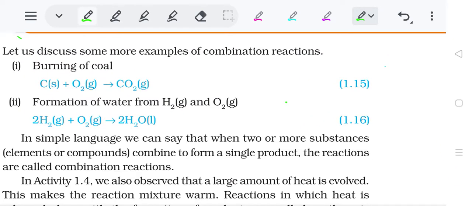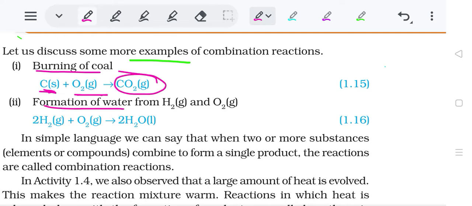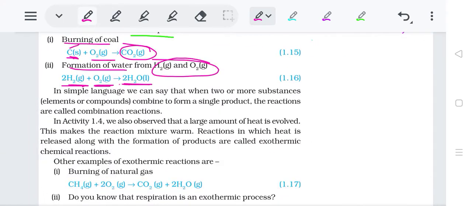Here we have some more examples. First is burning of coal: carbon plus oxygen gives you carbon dioxide. Then we have formation of water from H2 and O2: 2H2 plus O2 gives you 2H2O. So in combination reactions, two or more substances, elements or compounds, combine to form a single product.